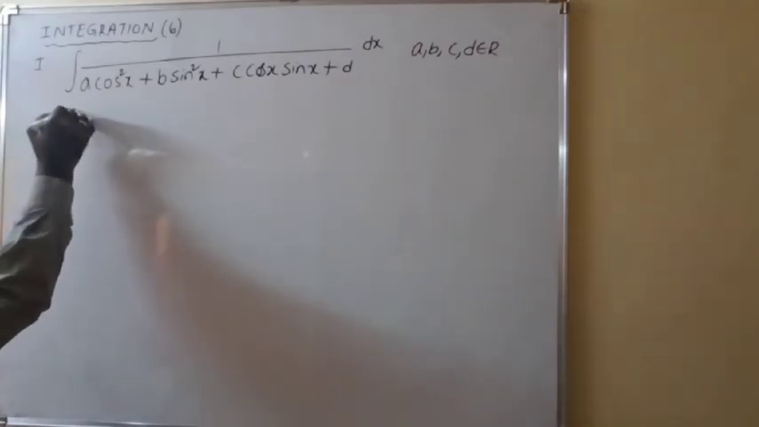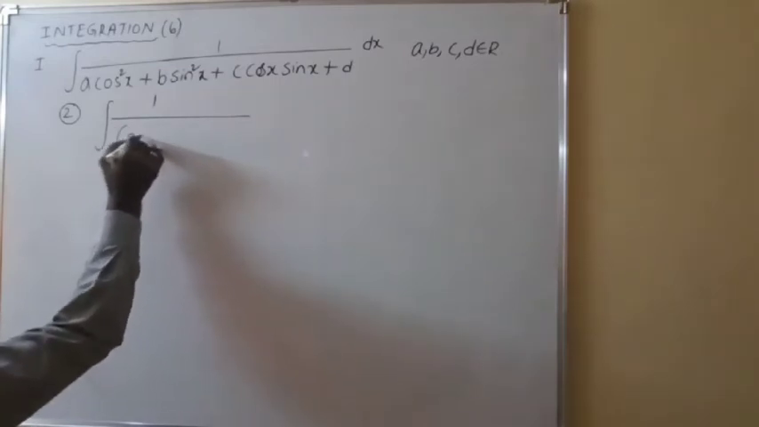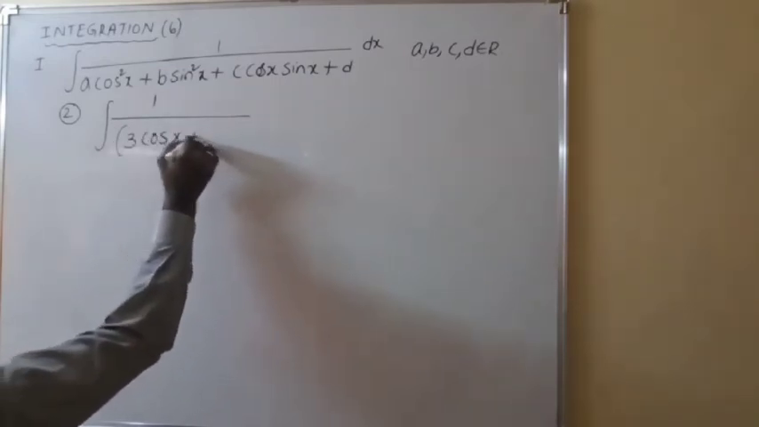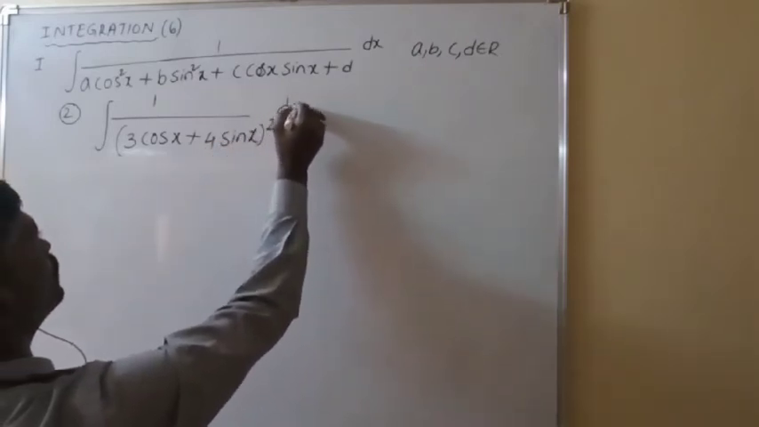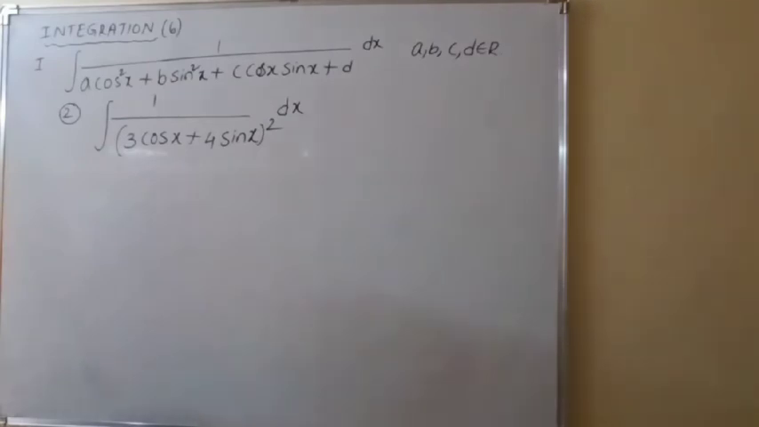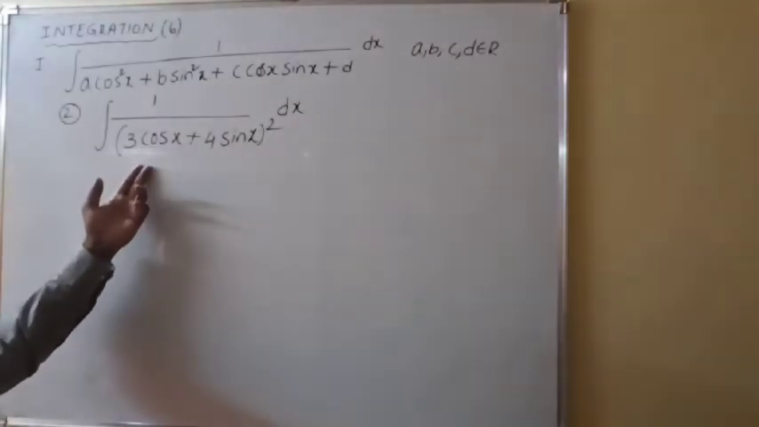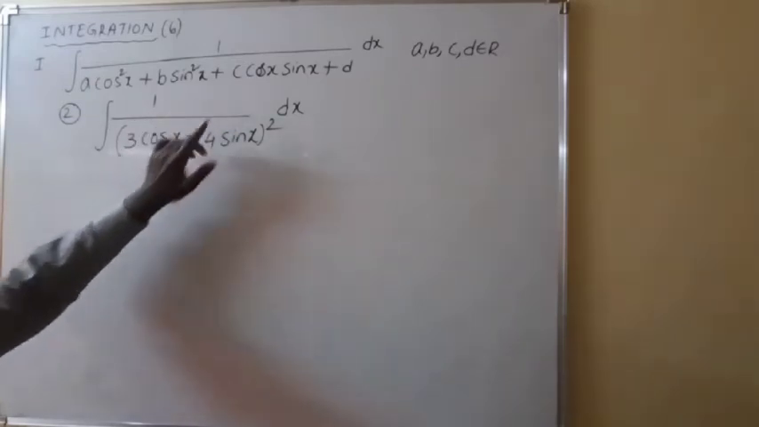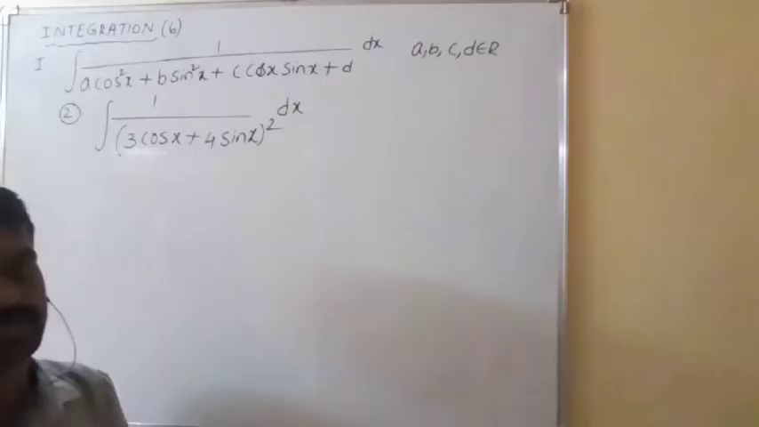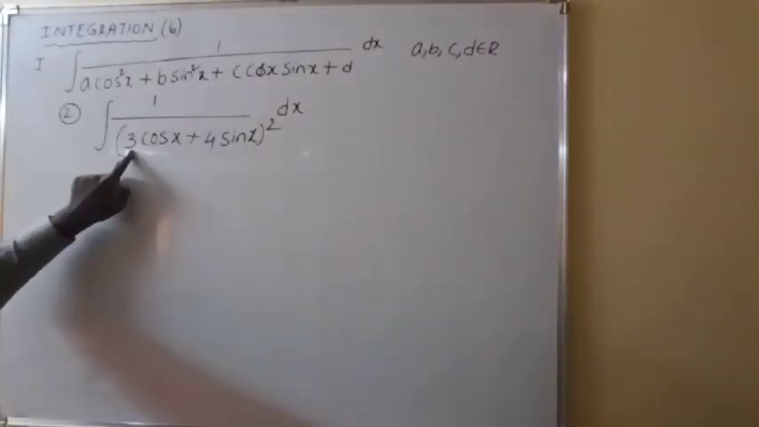So second problem, integral 1 upon 3 cos x plus 4 sin x whole square into dx. 3 cos x plus 4 sin x whole square into dx. So if you expand this, what you will get? Cos square x term you will get, sin square x term you will get, cos x into sin x term you will get, but there is no constant term. Okay? So that means in this case, a value becomes what? If you expand this, what you will get first term?